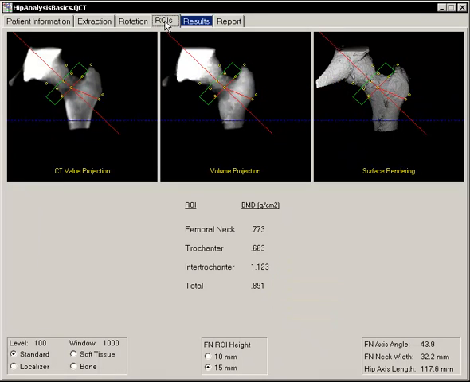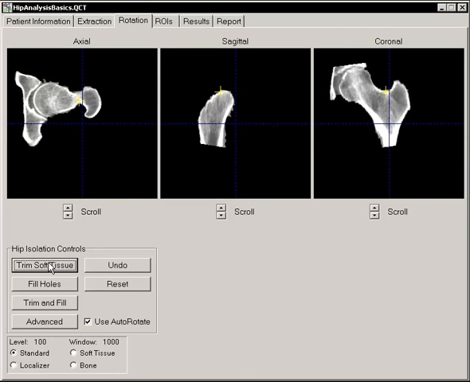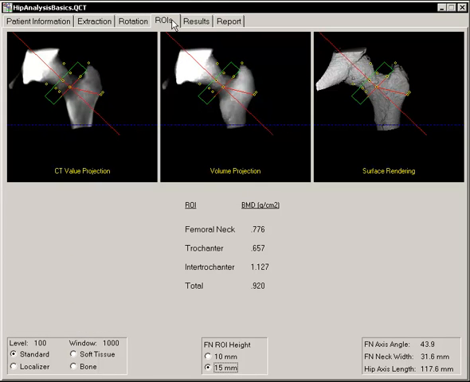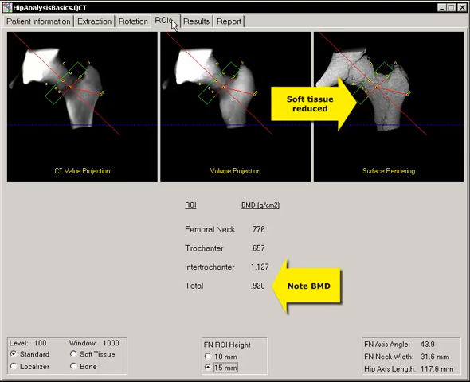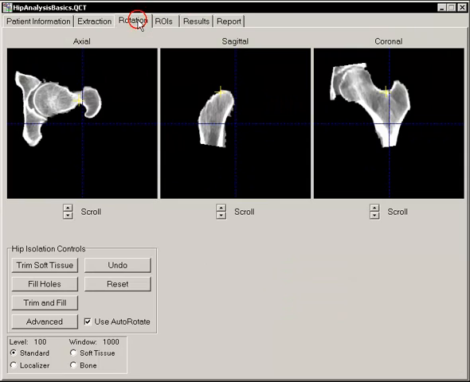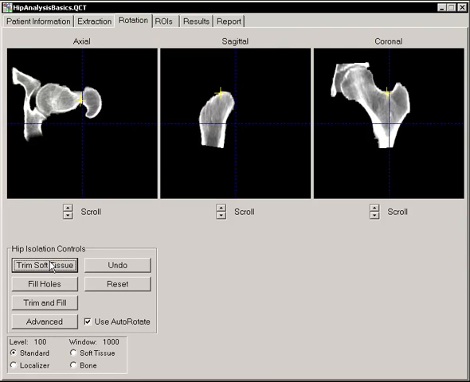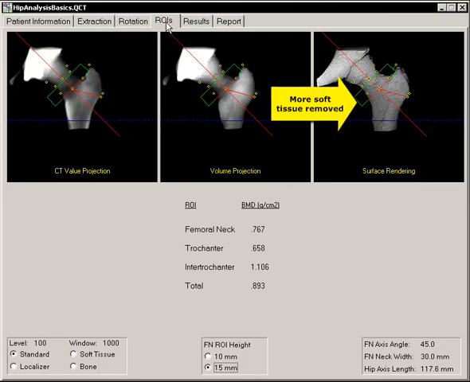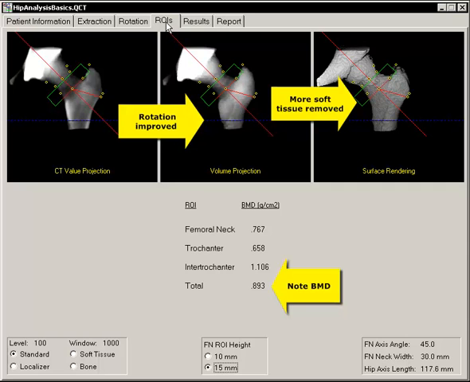Let's trim once and look at the results on the ROI window. This trim resulted in smoothing of the femoral contour, a change in the BMD value to 0.920, and a slight degradation of the rotation. Let's trim several more times and see what happens. Trim 2 removes more soft tissue, improves the rotation, and gives us a measurement of 0.893.